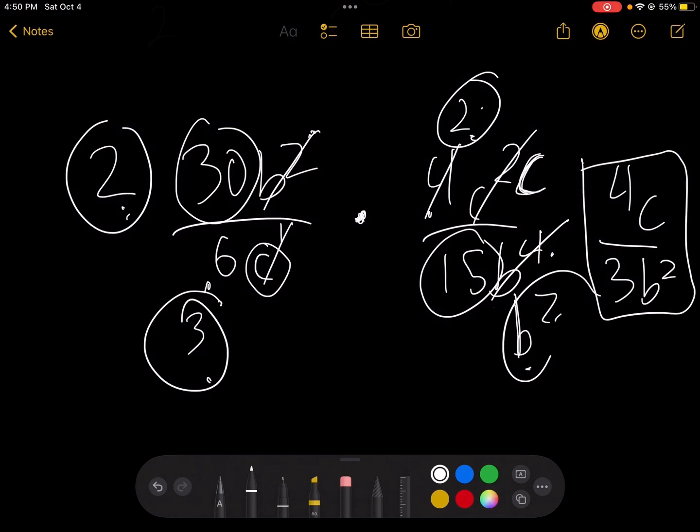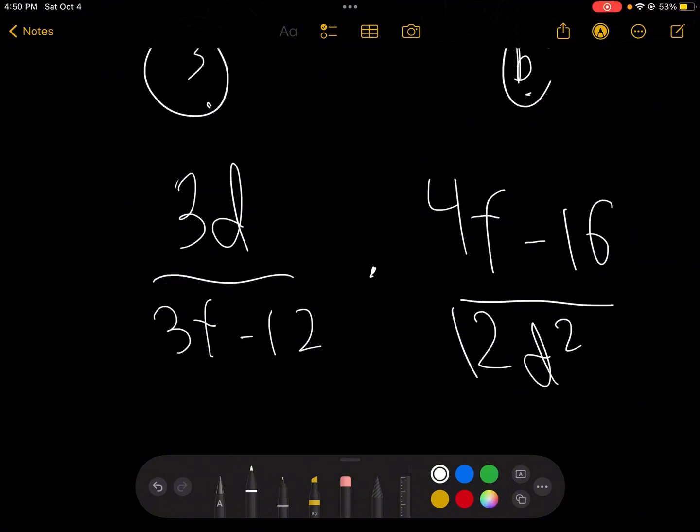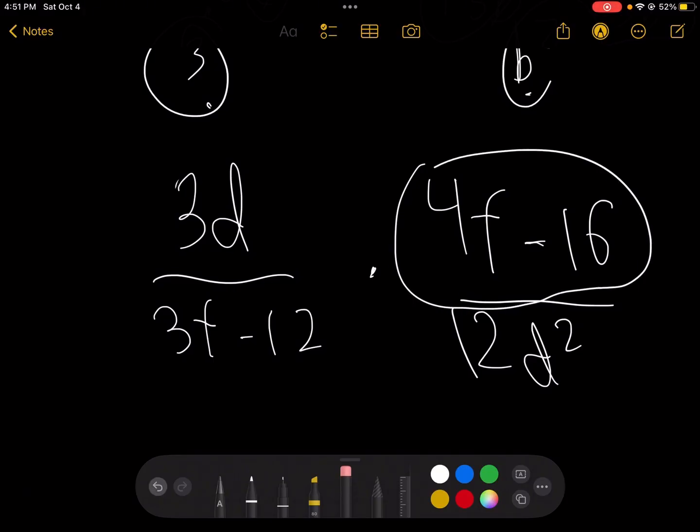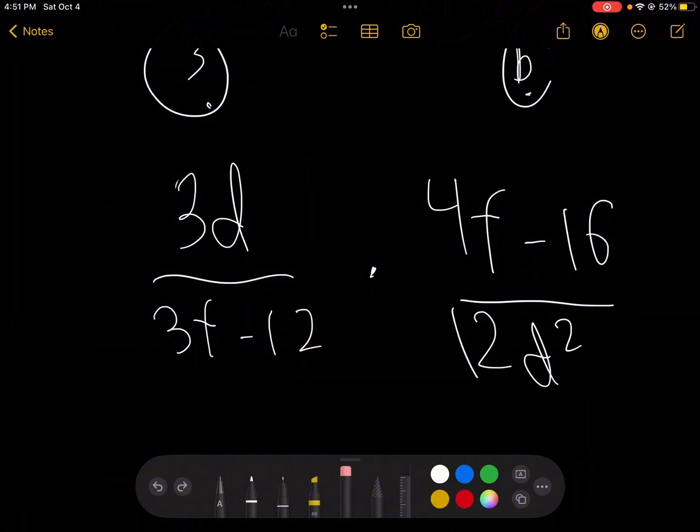Now let's do the hardest parts. We cannot cancel if there's a plus or minus sign, which means we have to factor it first. Now, how do you factor these types of equations? Because they're not a special product, or that's what we think for now.